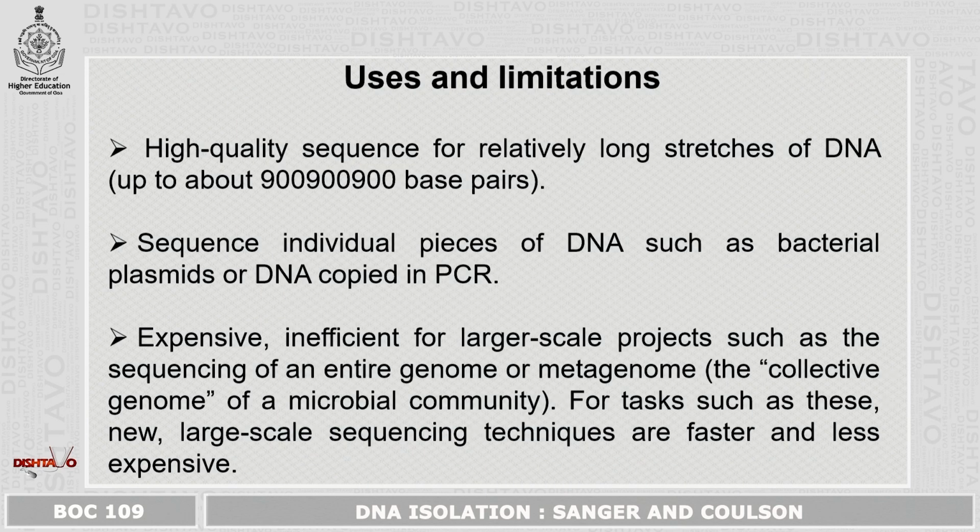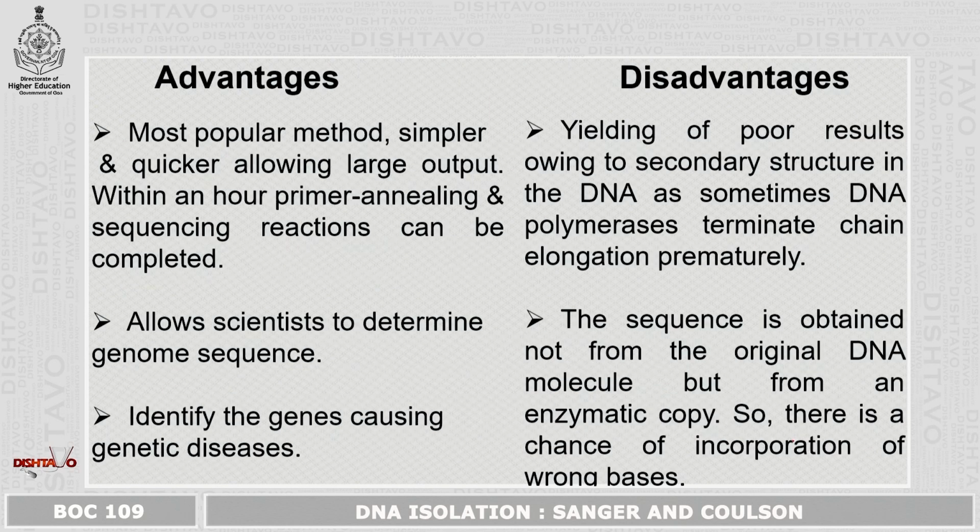Now, the uses and limitations of this method. High quality sequence for relatively long stretches of DNA can be attained. You can sequence individual pieces of DNA such as bacterial plasmids or DNA copied in PCR. This method, though accurate, is inefficient for large-scale projects such as sequencing of an entire genome and metagenome.